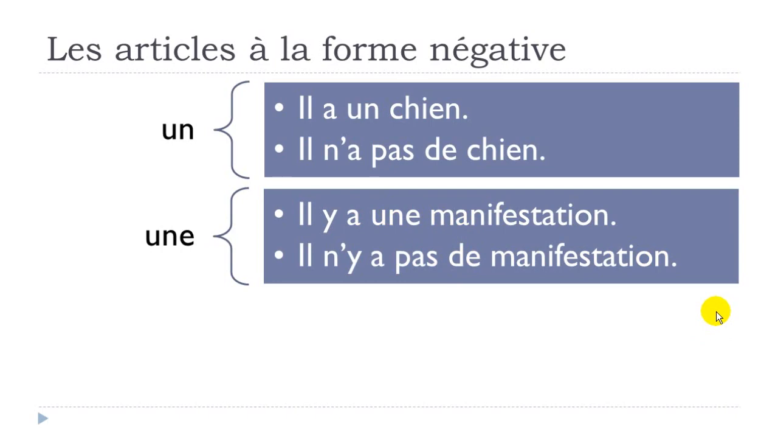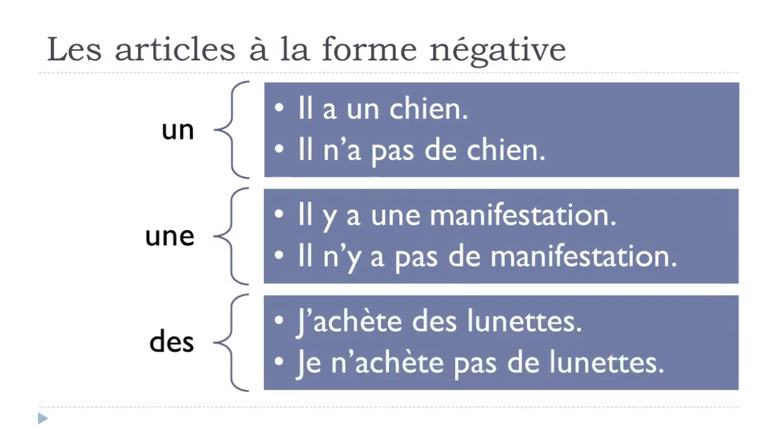All right, so what about the plural now? Des, and then j'achète des lunettes. Je n'achète pas de lunettes. Okay, des lunettes, glasses. Acheter, to buy. J'achète des lunettes. So you can see that it will be exactly the same rule. So des becomes de. Okay, so what we've got here, un is becoming de, then une is becoming de, and after that you've got des, and it's becoming de as well. Okay, and this is for what we call les articles indéfinis, so a, an, some in English.